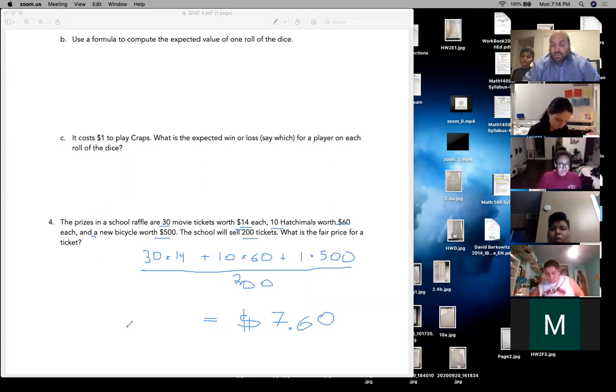The total is how much the school has to pay for all of the items, and divide it by how many tickets, so that each $7.60 ticket helps recoup the loss of the amount that they have to pay. Of course, if I were the school, I would charge $10 a ticket, so they can make $2.40 profit for each ticket, which is, 200 tickets at $2.40 each is, $500, give or take. Right? You want to make a profit. Otherwise, what's the point? Okay. So that was the quiz.